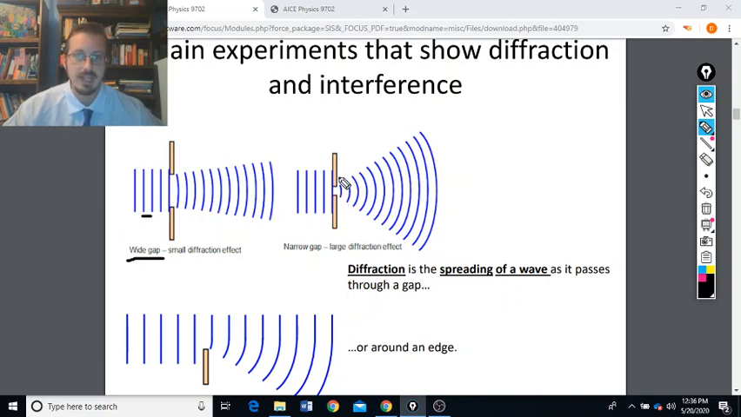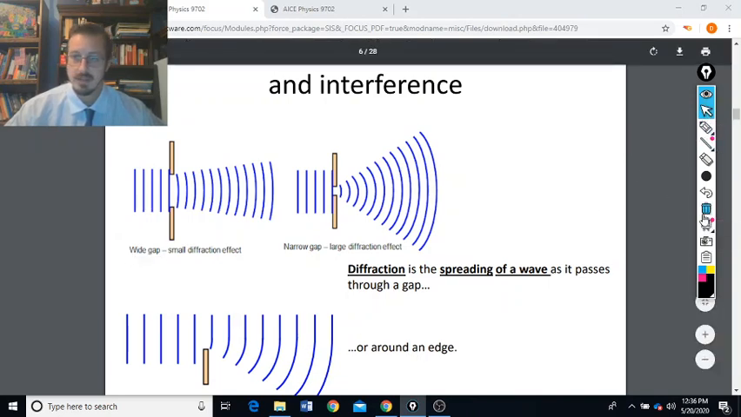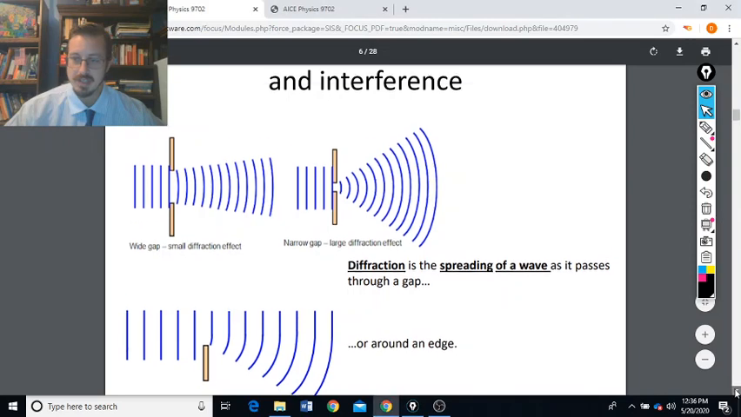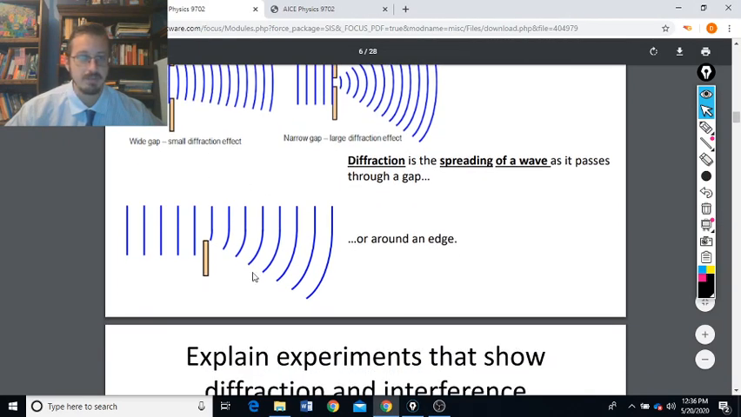If the size of the gap is about the same size, or ideally the same size as the wavelength, that's where we maximize the diffraction effect. We get the most spreading of the wave as it passes through that gap. And so that is one wave phenomenon. Waves diffract. They spread as they pass through a gap or around an edge. You can see in this bottom figure here that the wave is also spreading out as it passes around this edge here.